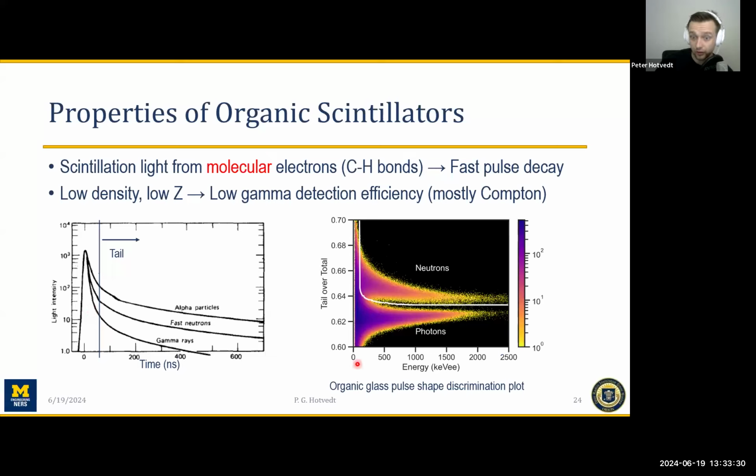Pulse shape discrimination is also another term. So, as you can see by this plot, what we're looking at is the energy in keV electron equivalent, basically just the light equivalent measurement to keV. And we have the tail over total ratio. That is to say, the ratio of this tail integral to the total waveform. We can classify photons and neutrons into two separate categories. It's very cool if you end up going into radiation detection for non-proliferation work, or if you're working with neutron detection, you will make one of these at one point.